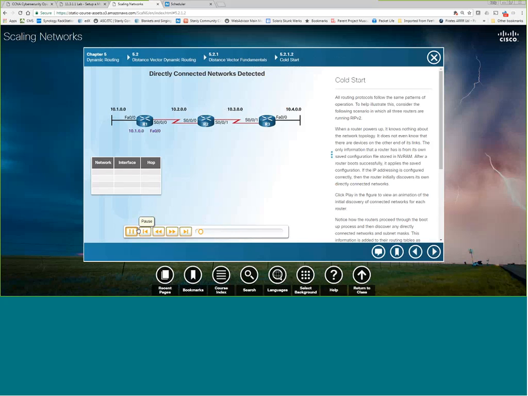So they're going to boot up. They're going to look and find their directly connected interfaces first. See how they're finding the hop 0. In other words, those are the interfaces that share the C and the L. Obviously, the L is put in there as the actual interface. So that's what happens when you first start a distance vector routing protocol.